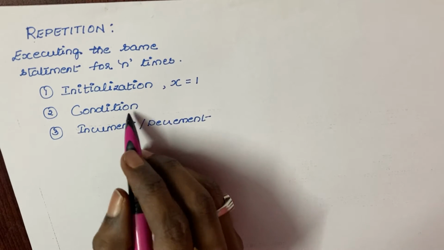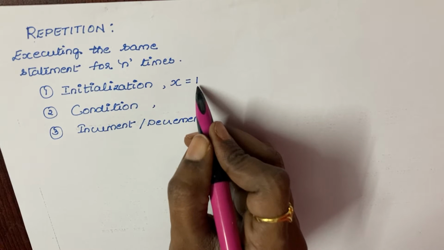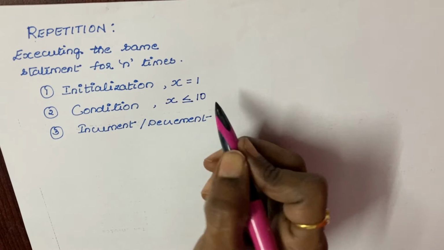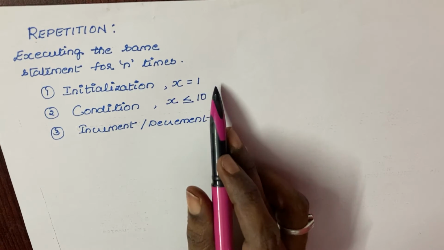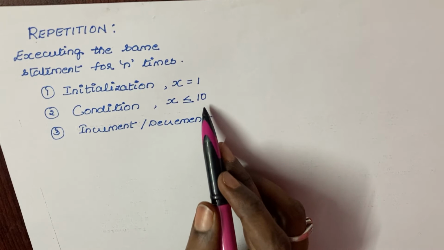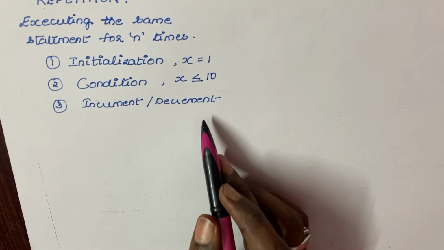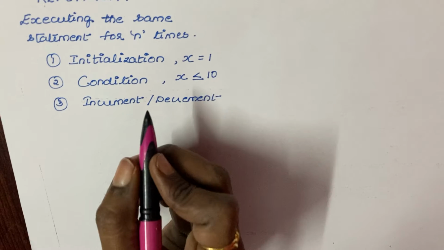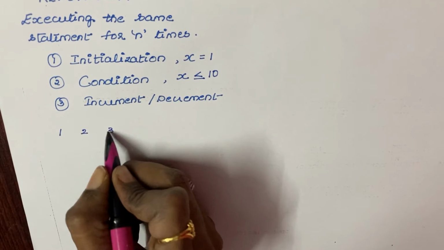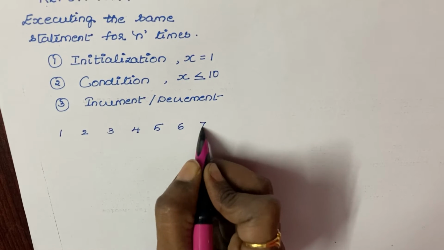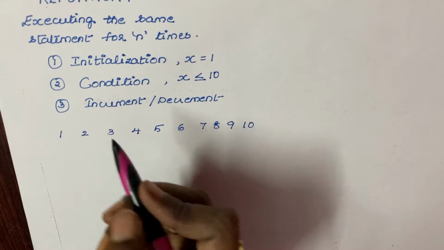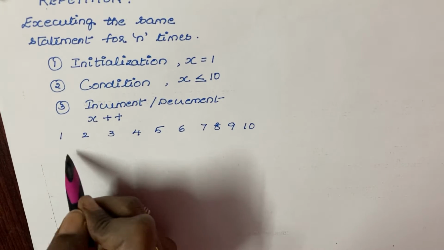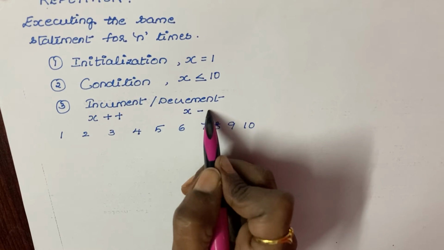Coming to the condition, if I want to print this number for 10 times, then I give a condition called x is less than or equal to 10. Then print the value of x from 1 to 10. And for the increment or decrement, if I want to print 1, 2, 3, 4, 5 up to 10, I use x plus plus. If I want to decrease the count, I use the decrement operator x minus minus.